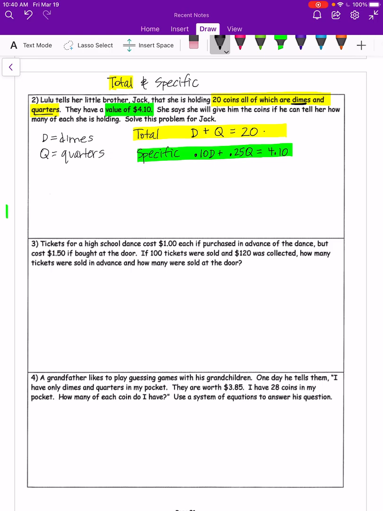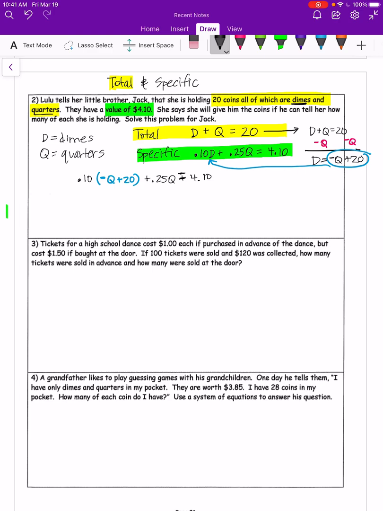Now I need to isolate a variable here so I can do some substitution. So I'm going to rewrite this equation right here. I'm going to get D by itself, so that means I'm going to put Q on the other side. So that gives me D equals negative Q plus 20. So I'm going to take all of this and plug it in for D. So 0.10 times the quantity of negative Q plus 20. And then I'm going to rewrite everything else plus 0.25Q equals 410.